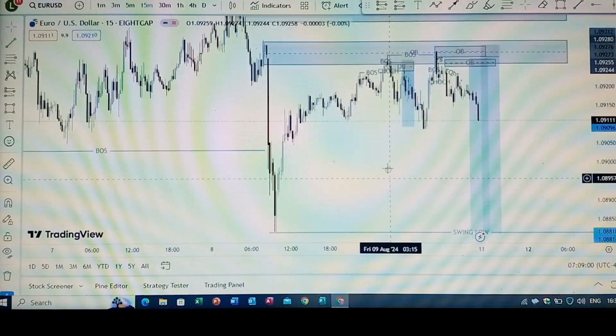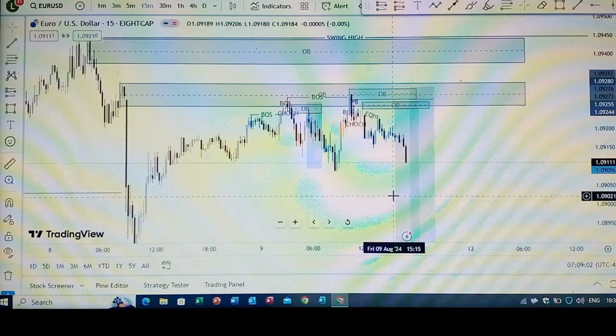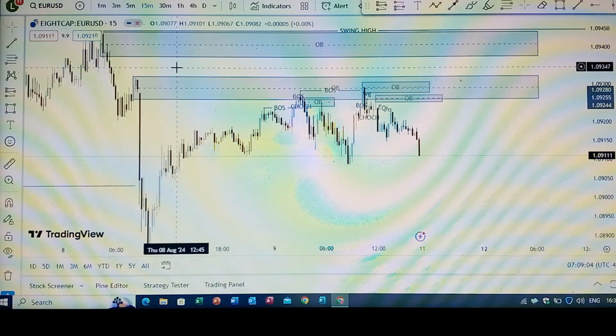So this is a setup that I'm looking at on Euro US dollar currently. So moving on to GBP USD.